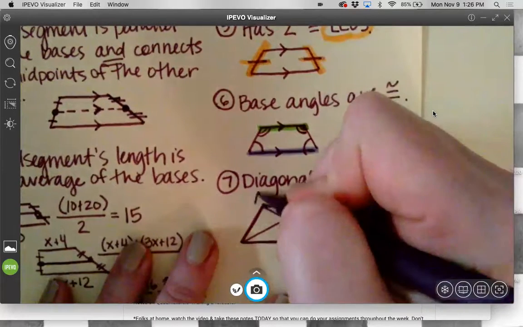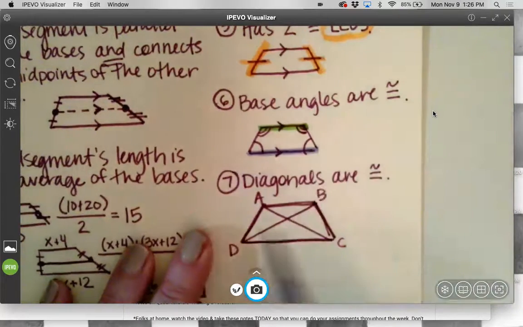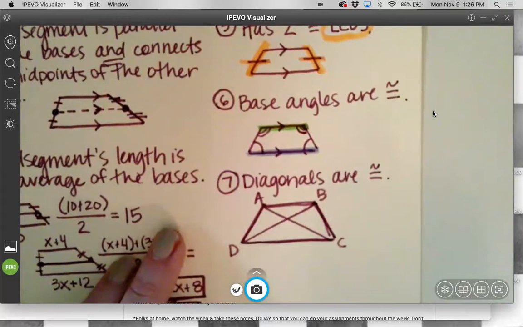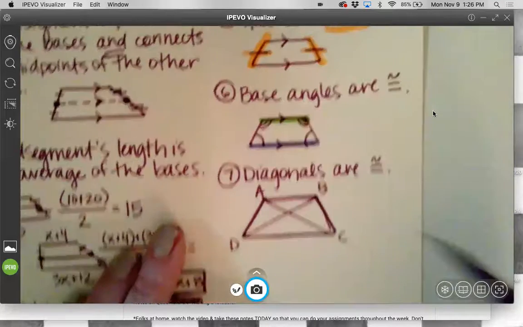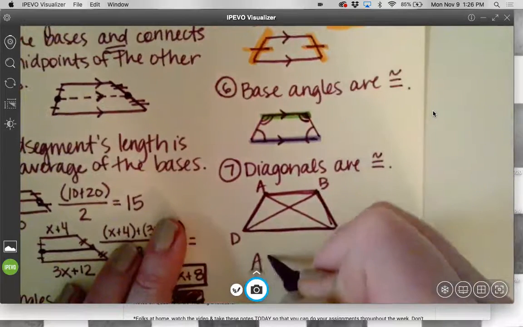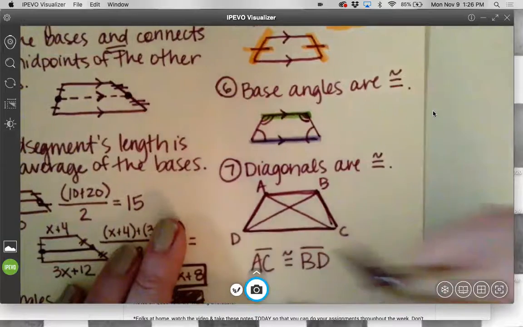So in order to mark that, let's label our corners going around A, B, C, and D. Make sure you put them in a loop. And as long as you're in a loop, it shouldn't matter. It should be every A and C and every B and D. So no matter how you labeled it, if you just did it in a loop, AC is congruent to BD.